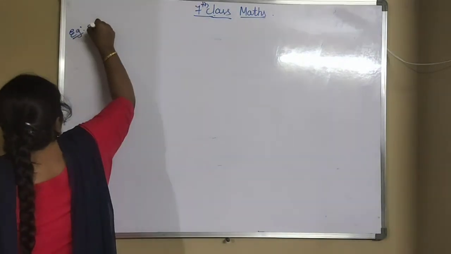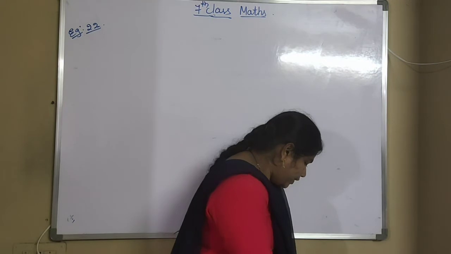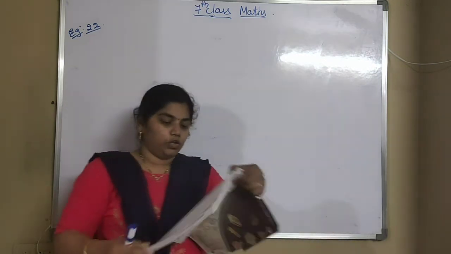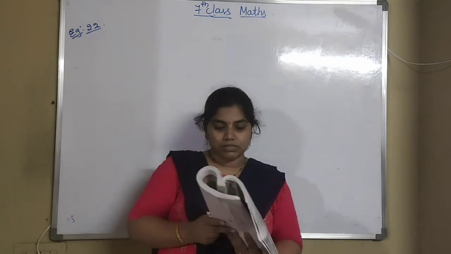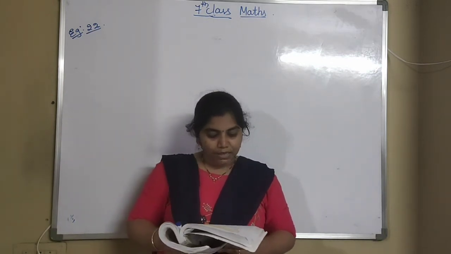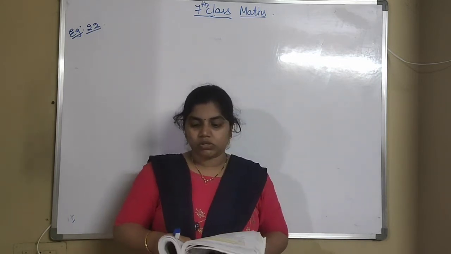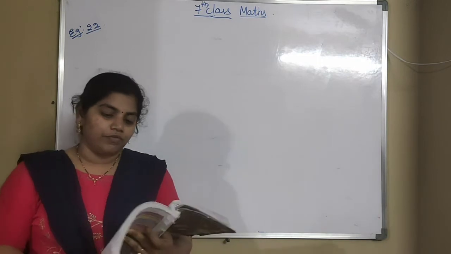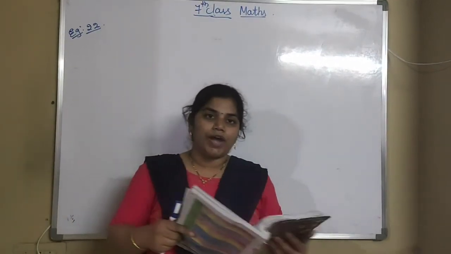Example number 22. So what is the question here? What sum will yield an interest of 3,927 in 2 years 4 months at 8% per annum? So here simple interest value they have given, rate of interest they have given, and time also they have given. So what we have to find? We have to find the principal value. How to find that we will see.